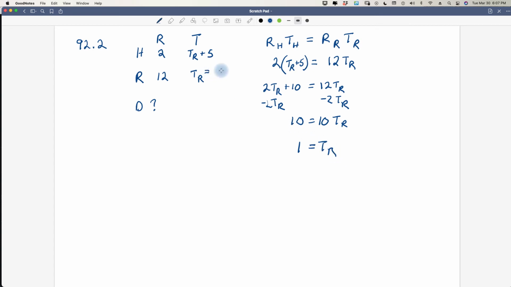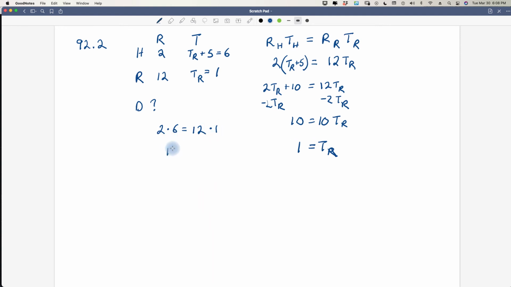So we know the time of the ride was 1 hour, because they're talking about miles per hour. Okay, so if we sub in 1 here for TR, 1 plus 5 equals 6. So now let's figure out our distance. So the RH times TH, which is 6, equals RR times 12 times TR, which is 1.